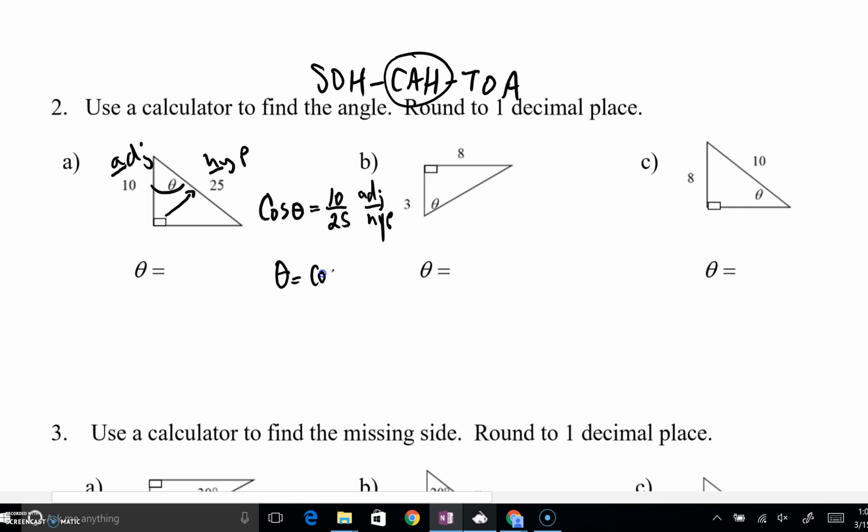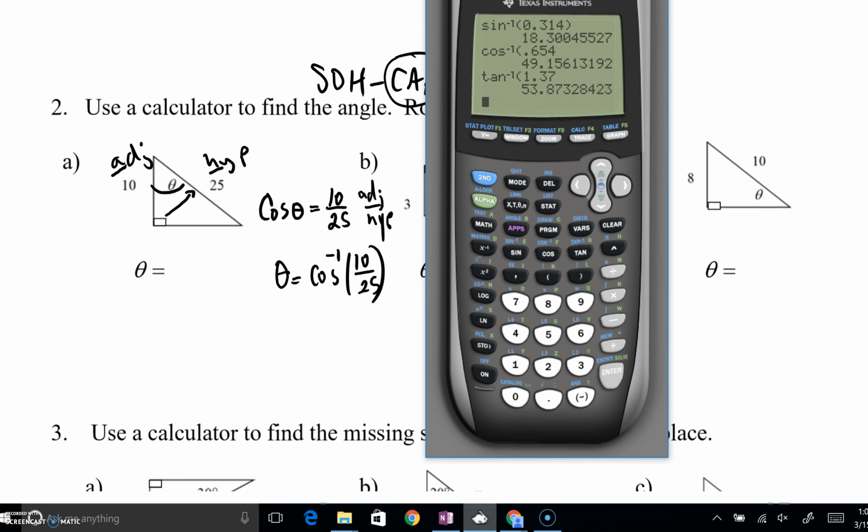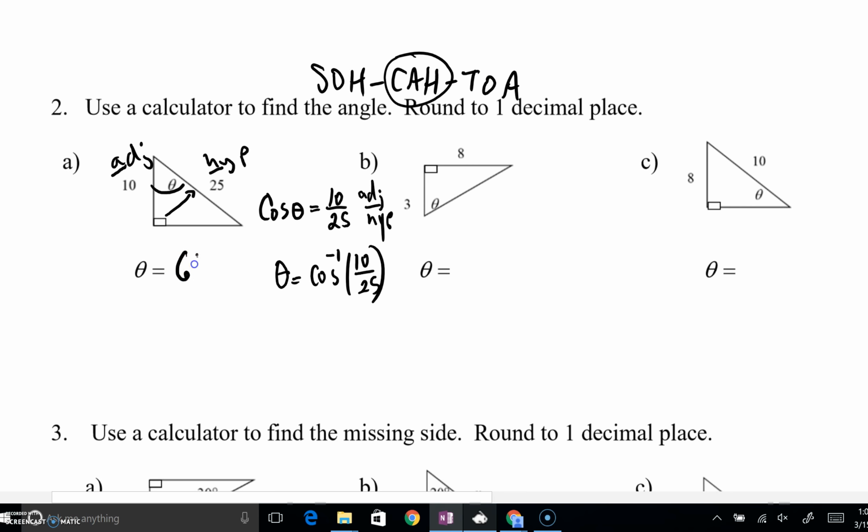Now I'm just going to do inverse cosine of 10 over 25. And here's where we take out the calculator. Remember that we're doing inverse trig. We're hitting second cosine. You don't even have to make the fraction show up with alpha y equals. You could just hit the divide sign. And you'd get about 66.4 degrees.